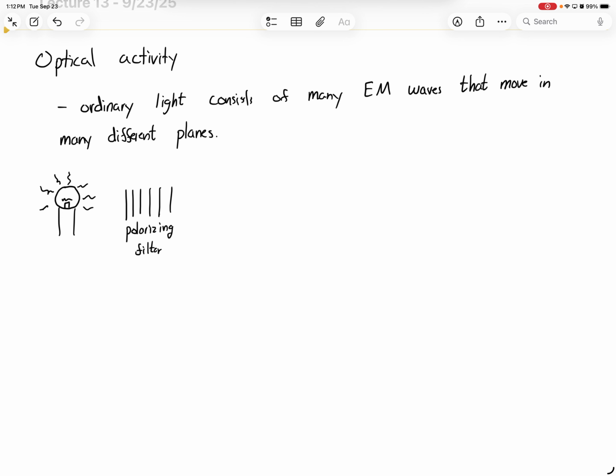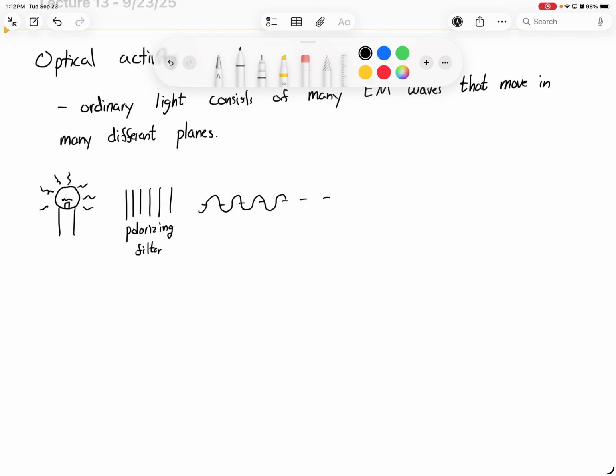Okay, and out comes light moving in a specific plane. So here I could write something like this. Say this is my direction here, and the light here will be plane polarized, so it's only occurring in one plane, okay? So here's my wavelength. This will be my plane polarized light.